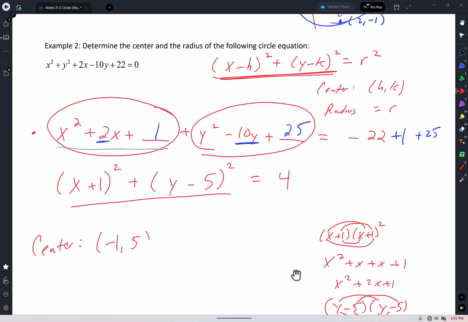Negative 1, 5. What's the radius? No, be careful. This is r squared. So 2. So I'll go here. I'll put the math here on the side. R squared equals 4. Square root. R equals 2.